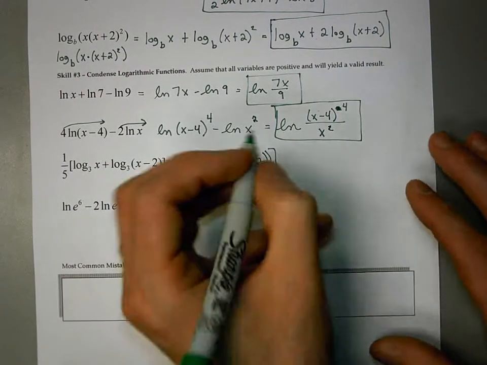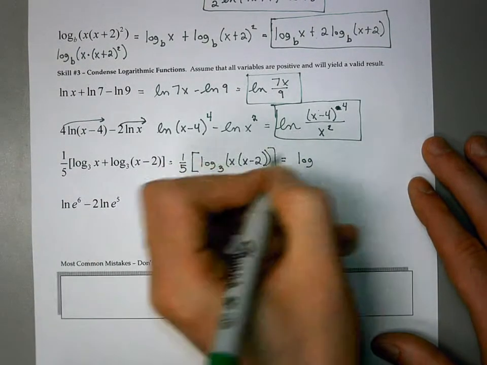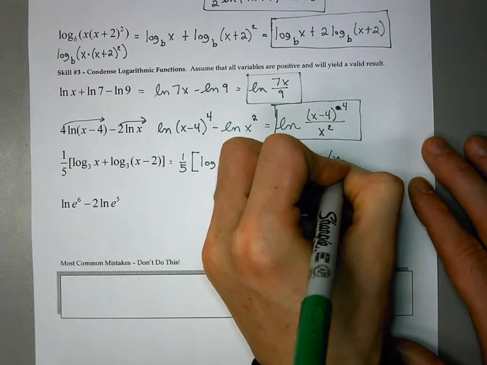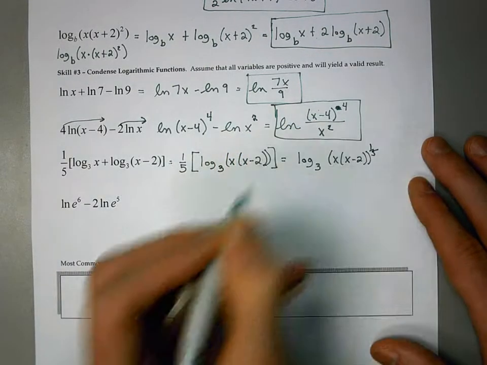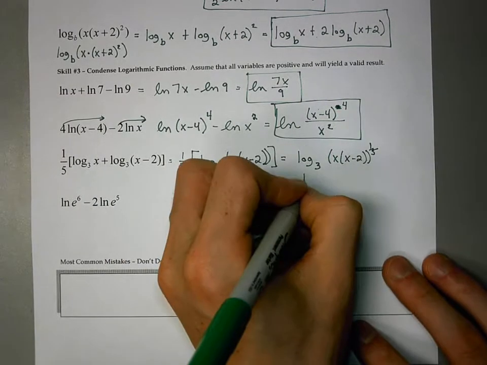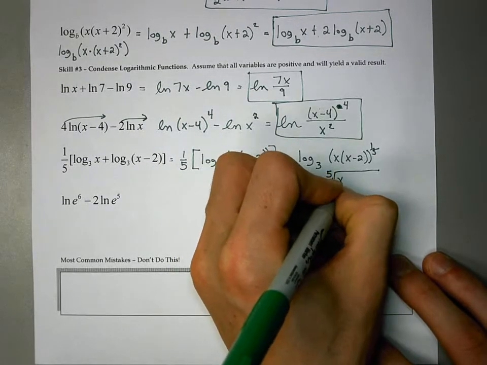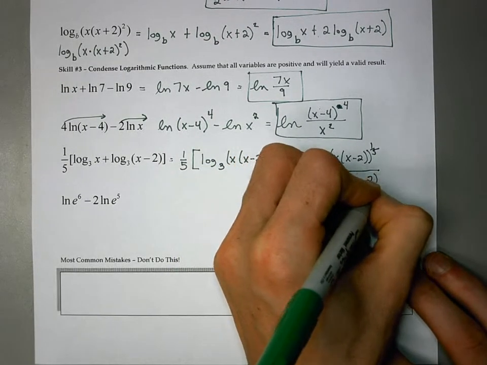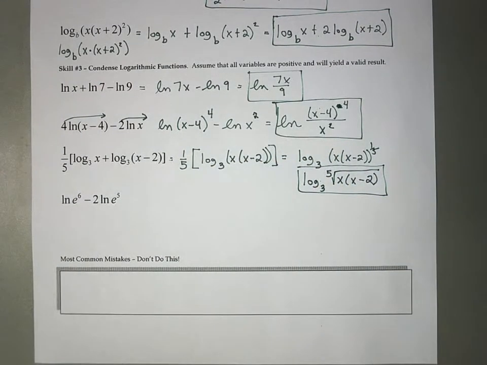Now I can raise that expression to the 1/5, log base 3 of x times x minus 2 raised to the 1/5, and then finally I can rewrite that as the 5th root of x times x minus 2. And yes, you can distribute that x in if you'd like.